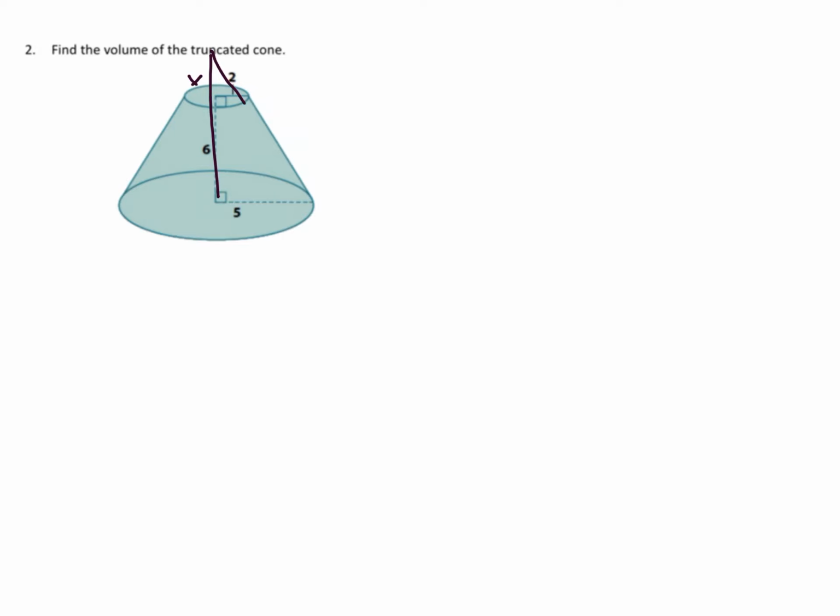We can set up a ratio for finding x by comparing the distance of the piece to the distance of the whole. So the radius of the piece is 2, and the radius of the whole is 5. We're going to do the same thing with x being the piece, and the whole distance is x plus 6.